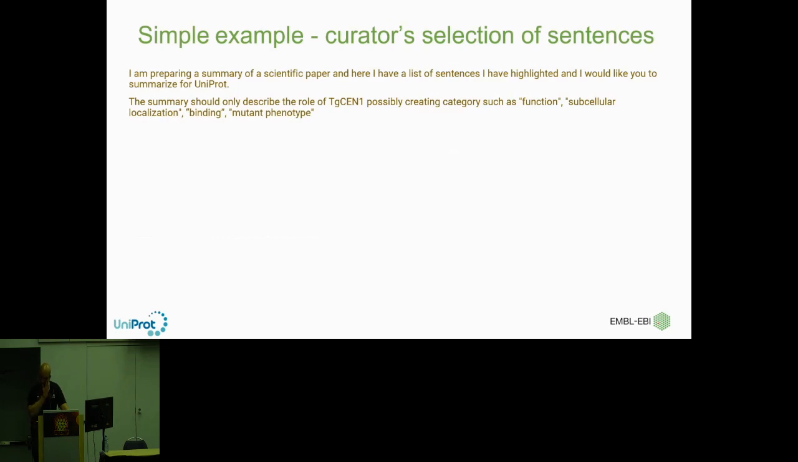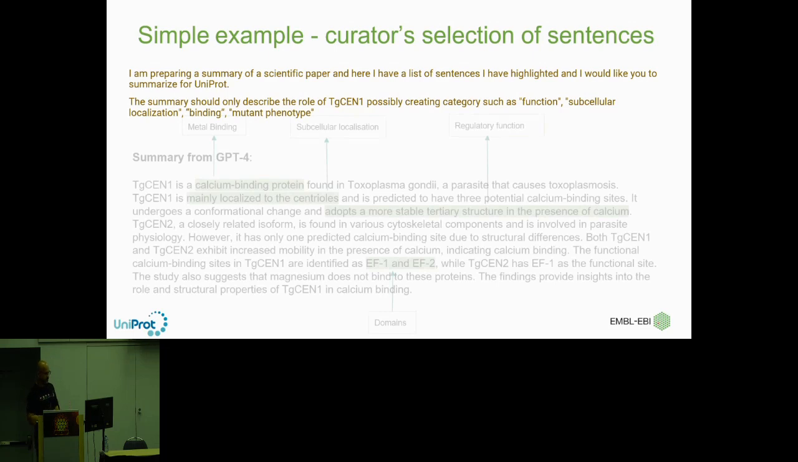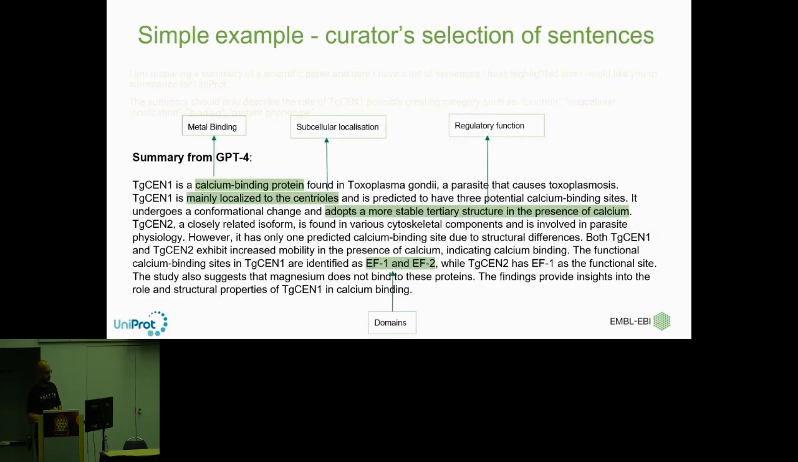This is the prompt we used initially just to try out how it works. This prompt was run against GPT 3.5, ChatGPT, as we call it. We asked the GPT to become a UniProt data curator for a centrin protein, which is identified by TGCN1, and focus on the function, subcellular localization, binding, and mutant phenotype. So just to be a curator and focus on these 4 attributes. And this was a summary for this centrin protein from GPT 3.5.